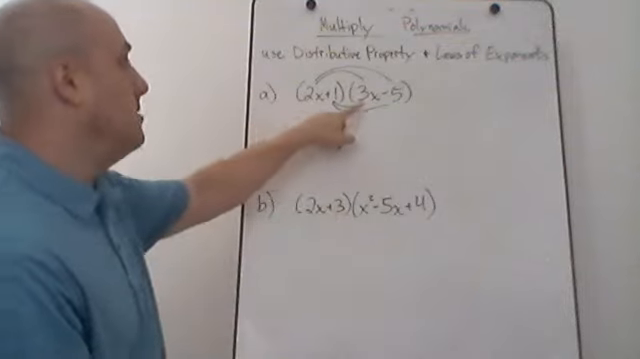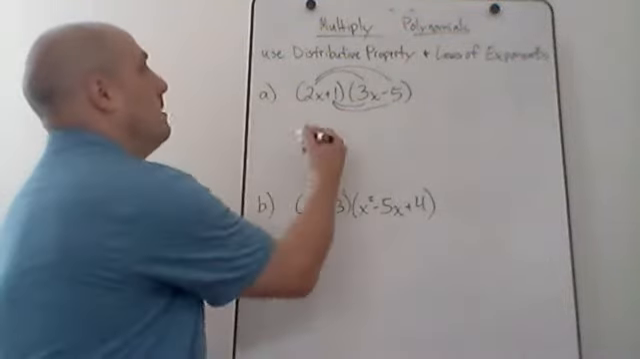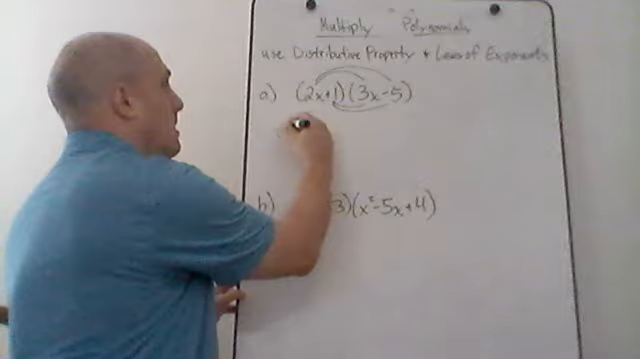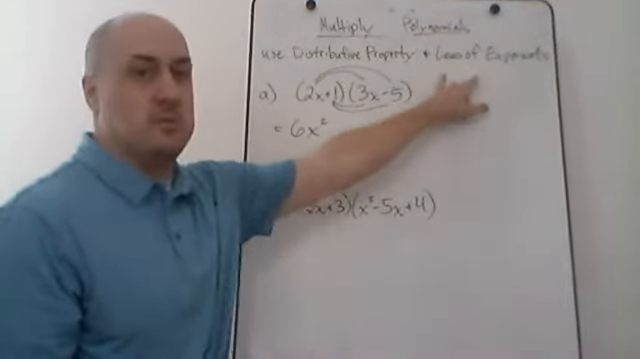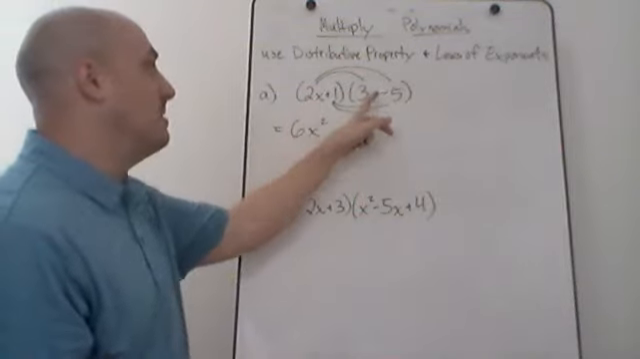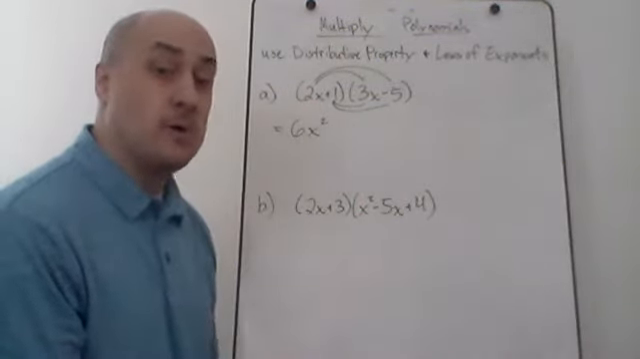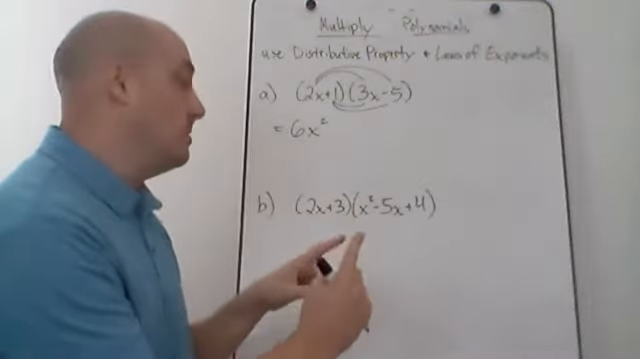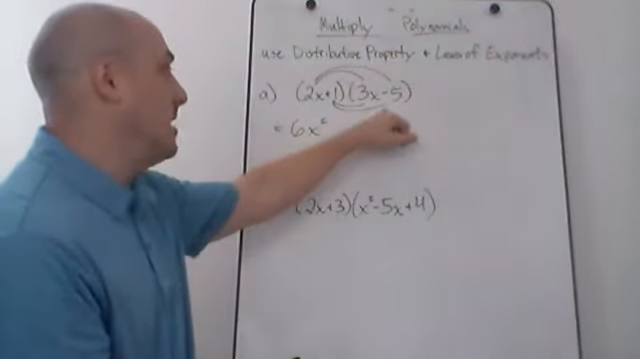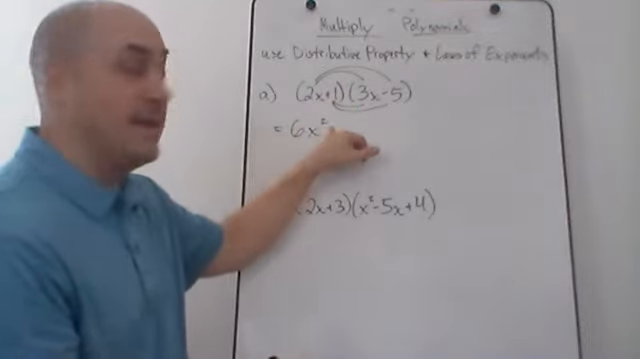So when I multiply the 2x times the 3x, well, 2 times 3 is 6. x times x is going to be x squared. This is where it says up here to use the laws of exponents. When I multiply an x to the first power times an x to the first power, when I have that same base raised to a power, I add the two exponents together. So x to the first times x to the first, I add 1 plus 1, and I get x squared.